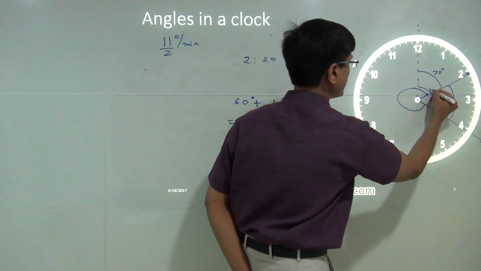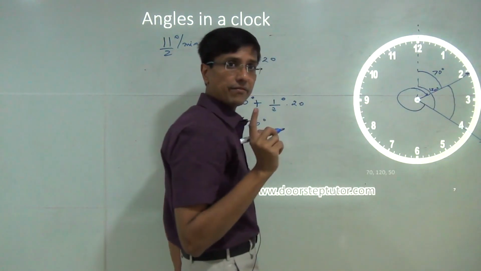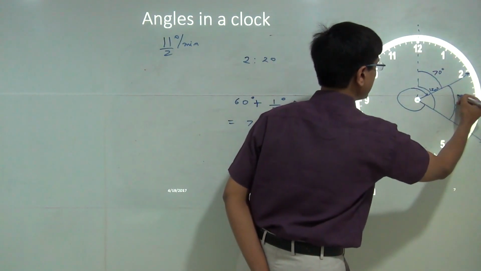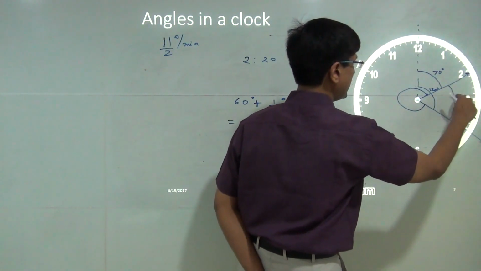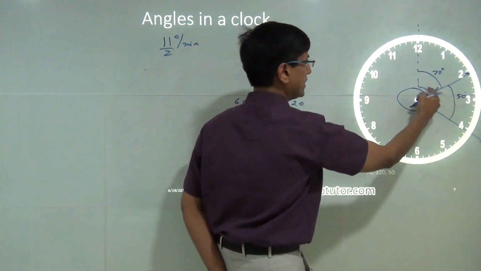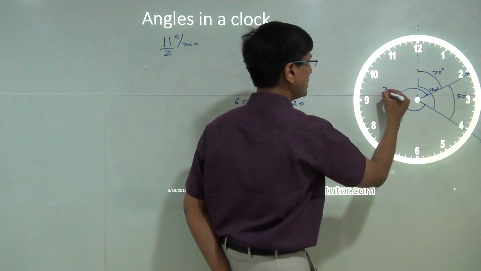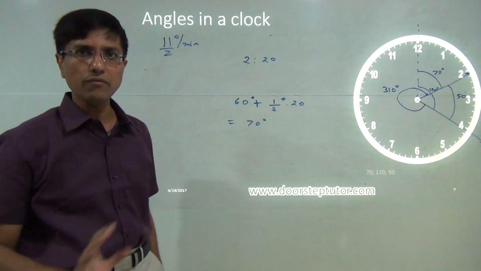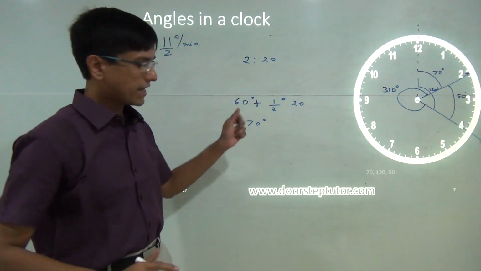So this angle becomes 120 degrees. Therefore, what is the angle between the hour hand and the minute hand? It is 50 degrees, 120 minus 70, which is 50 degrees. And of course, the reflex angle becomes 360 minus 50 degrees, which is 310 degrees. Right? So in this simple case, we were able to find out all the angles.